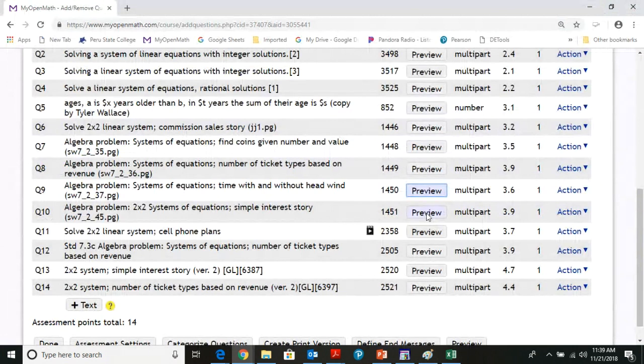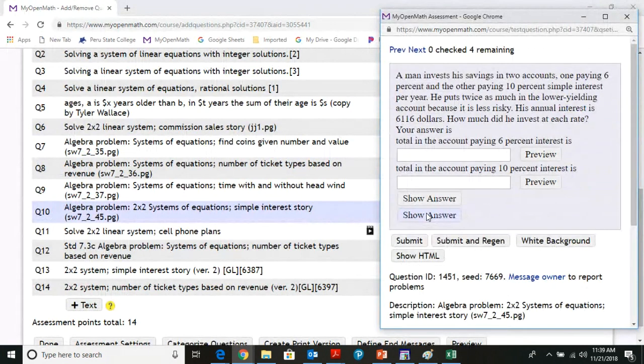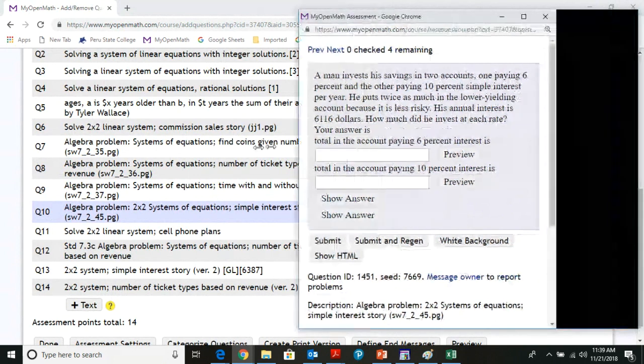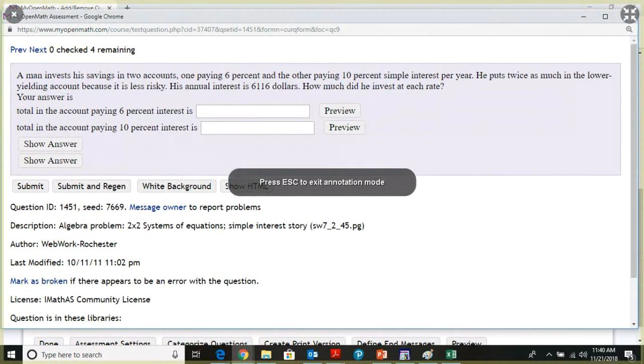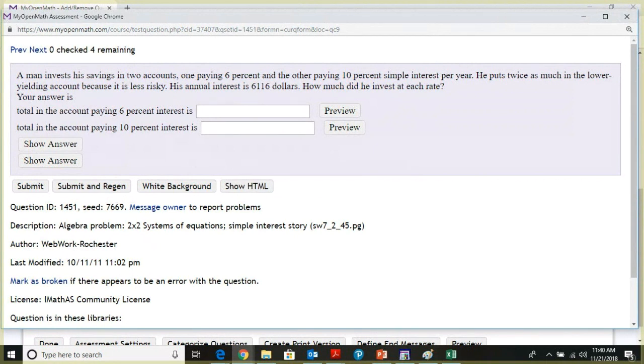All right, let's see. Simple interest. We did one just like this in class, I believe. Yeah, we did one exactly like this in class. Let's go ahead and look at it. So it says a man invests his savings into two accounts, one paying 6% and the other paying 10% simple interest per year. So I'm just going to call this one the X account, and I'll call this one the Y account.